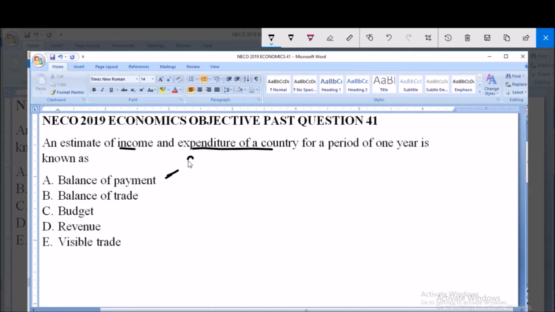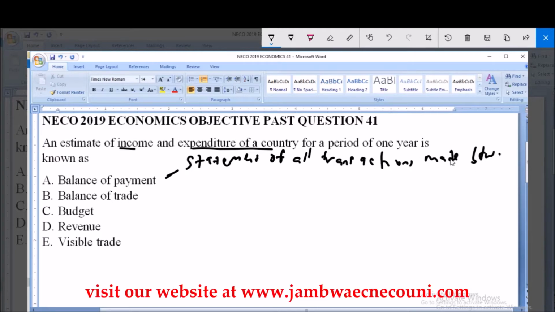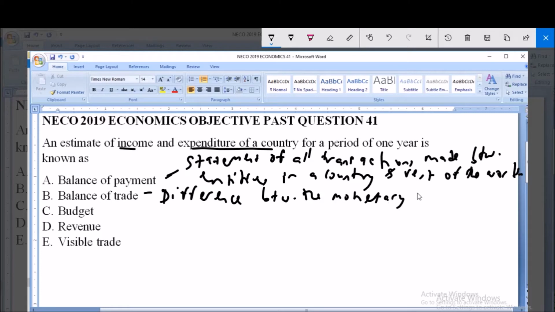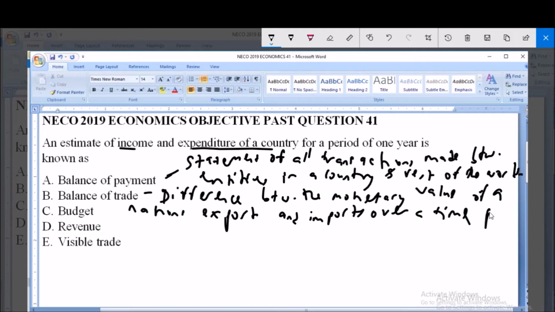Now, a balance of payments is basically a statement of all transactions made between entities in a country and the rest of the world over a given period of time. Then balance of trade is the difference between the monetary value of a nation's exports and imports over a time period.